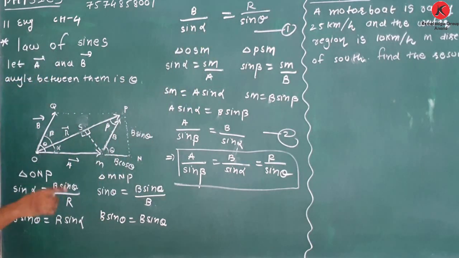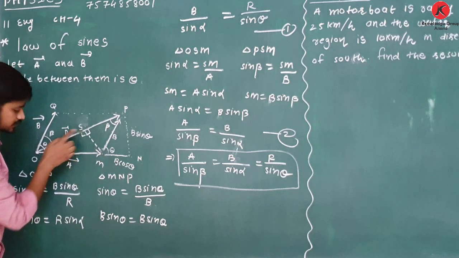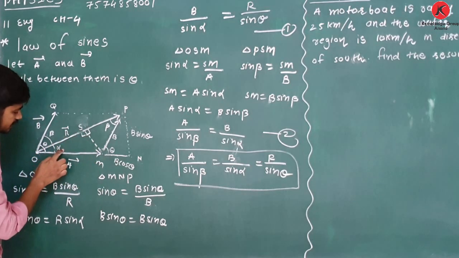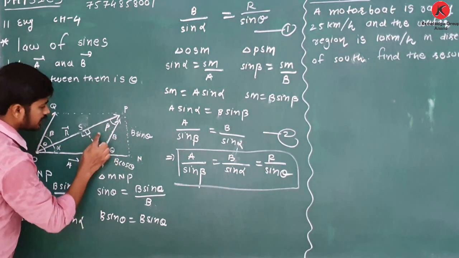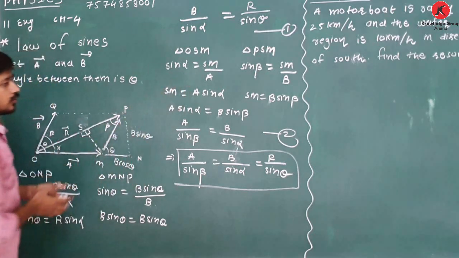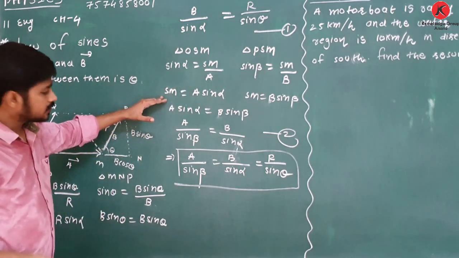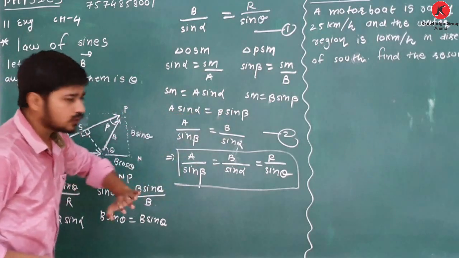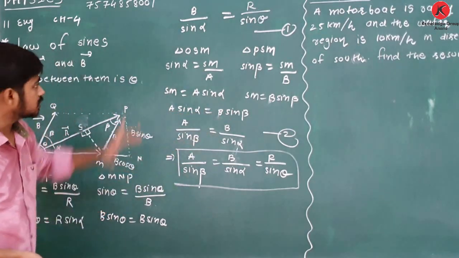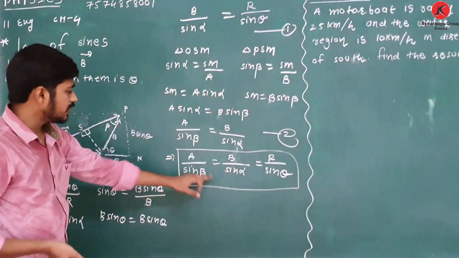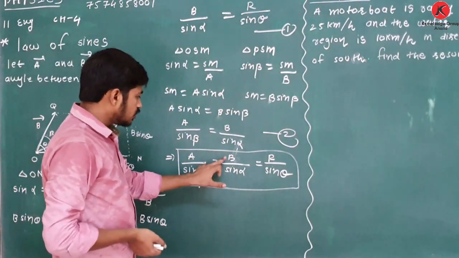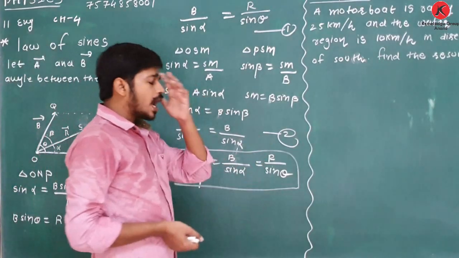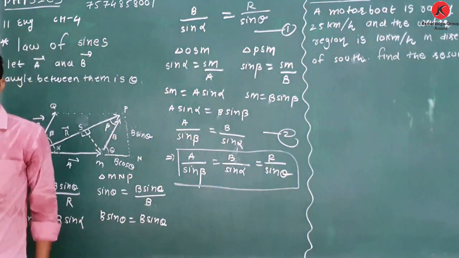Then draw one perpendicular from M to S. In this triangle, take sine alpha. In this triangle, take sine beta. SM is the common side. So if you compare this, you will get A sine alpha is equal to B sine beta, another equation. From these two equations, you will get A upon sine beta is equal to B upon sine alpha is equal to R upon sine theta. Now, how to remember?